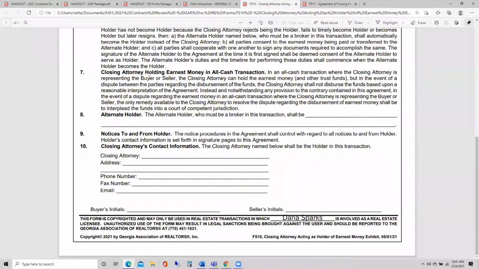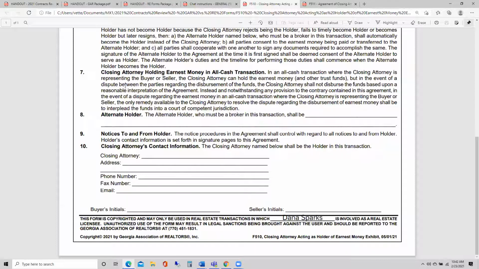I'm now on F510, closing attorney acting as holder of earnest money. If the closing attorney is the holder of the earnest money and it is an all cash transaction, no lender involved, and the parties do not agree on the release portion of a T&R, on how the closing attorney is to disperse those funds, the closing attorney does not have the option of interpreting the contract and making a decision. In an all cash transaction where the closing attorney is representing the buyer or the seller, the closing attorney can hold the earnest money, and so on.